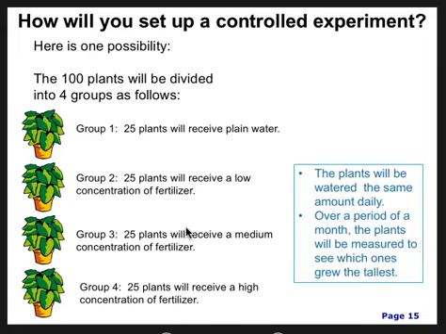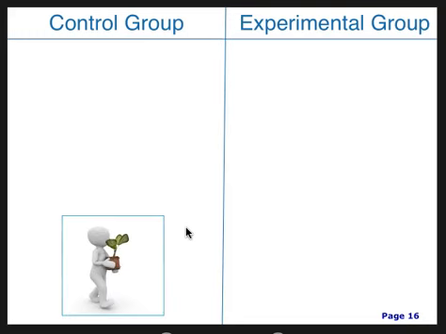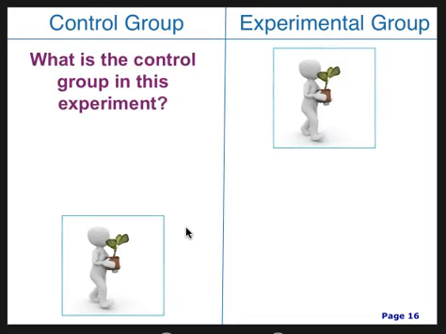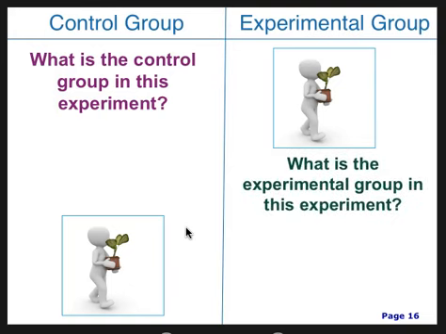Okay? And then I need to keep everything else the same. Everything else needs to be equal. That's how this is going to be controlled. My variable that's being changed, my independent variable, will be the amount, or the concentration of fertilizer. Okay? Everything else needs to be the same. So I have a control group and an experimental group. Who's my control group? Who is my experimental group?